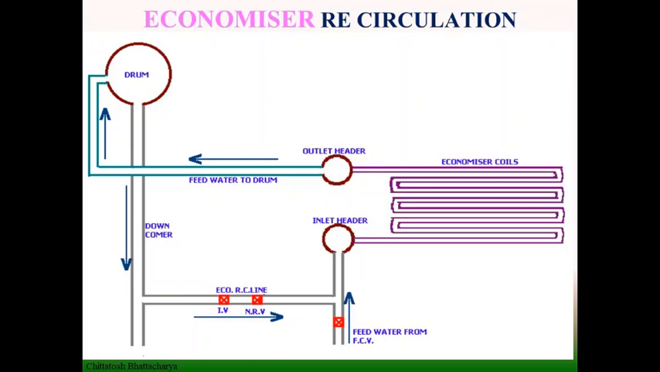Now in general we have an arrangement of a recirculation system for when the boiler feed pump is not supplying water. In that case, if firing is continuing, naturally there may be chances of steaming within the economizer. That's why we have a recirculation line with a non-return valve.